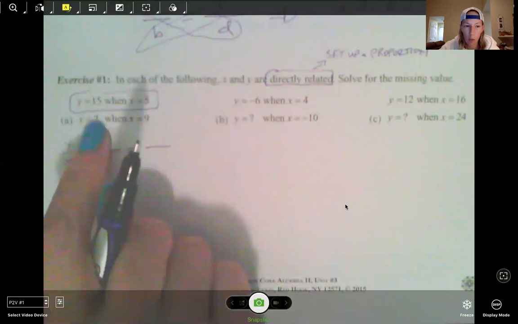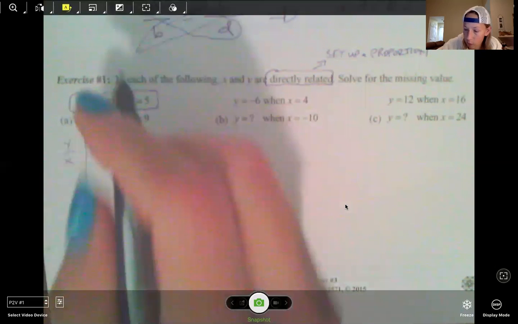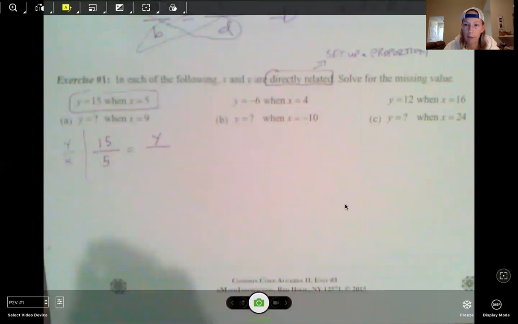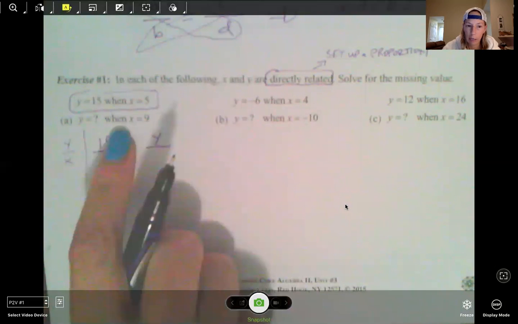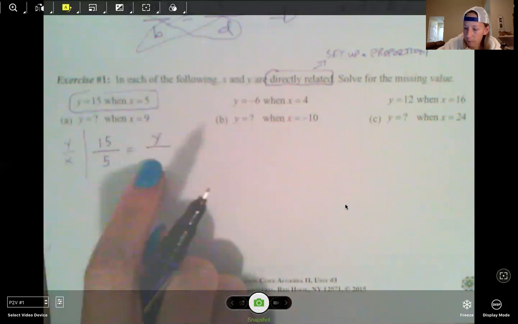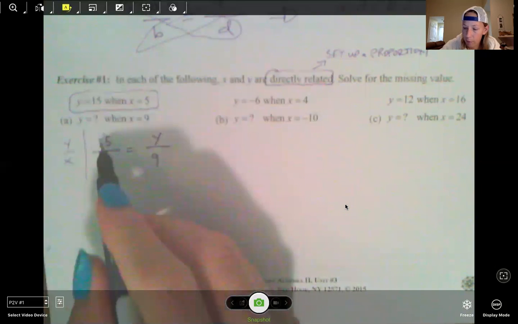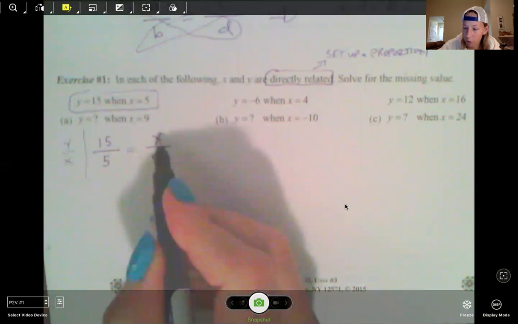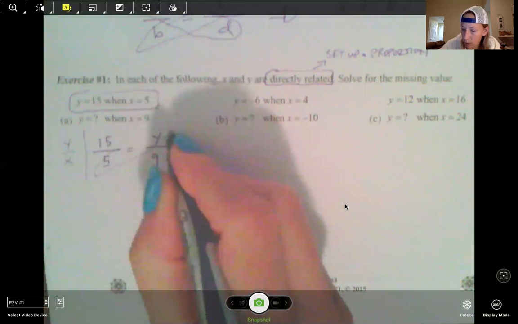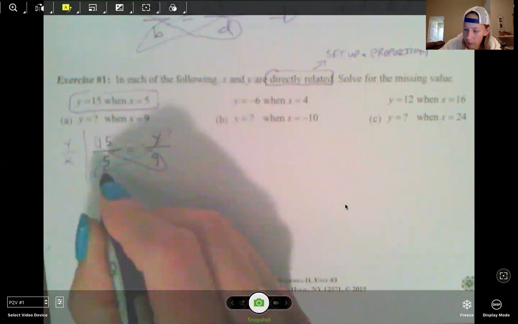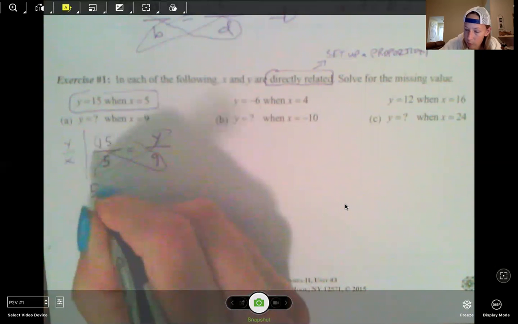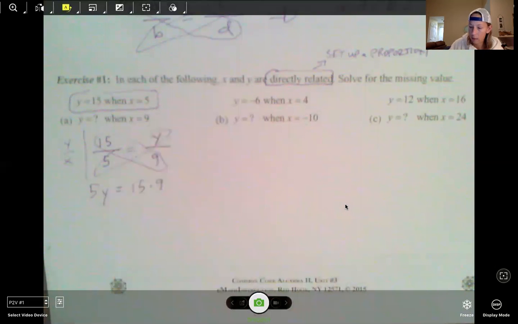And then they're asking, what is y? So question mark, we don't know what y is. So I'm just going to put the variable in when x is 9. So x again goes in the bottom. Once we have that set up, then we have three values and we're finding the fourth, the missing value. So we cross multiply. We get 5 times y equals 15 times 9. I should be able to do that off the top of my head. 15 times 9, I think, is 135, but let me double check.